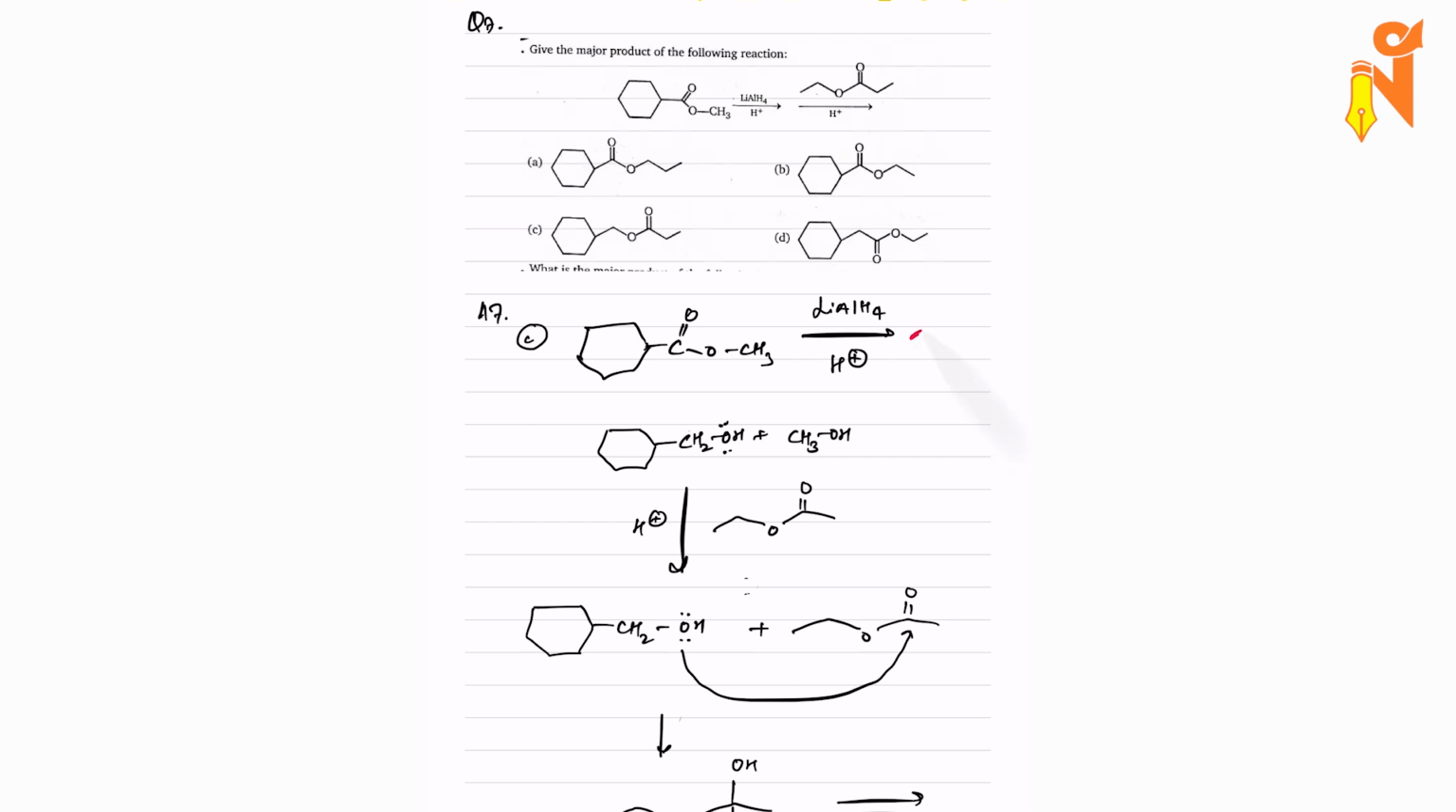So LiAlH4 first of all will be able to reduce your ester, and the reduction will happen in such a way that both the parts, C double bond O and OCH3, will become their respective alcohols. So this will become CH2OH and CH3OH. After this, we are going to treat it with an ester again. And when an ester is treated with an alcohol, the transesterification step takes place.